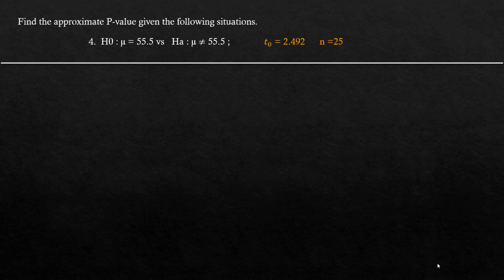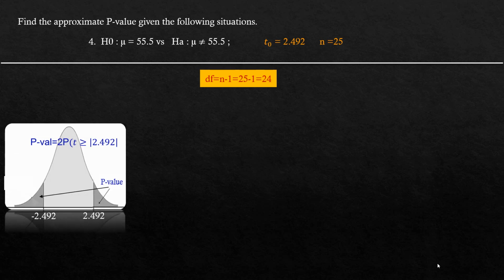So here you know t naught, the test statistic, is 2.492, and n, the sample size, is 25. Then how do we find the p-value? First we need the degrees of freedom, which is 24 here. Then we consider the t curve. How do we find the p-value for the two-tailed test? The p-value equals 2 times the probability that t is greater than or equal to the absolute value of 2.492.